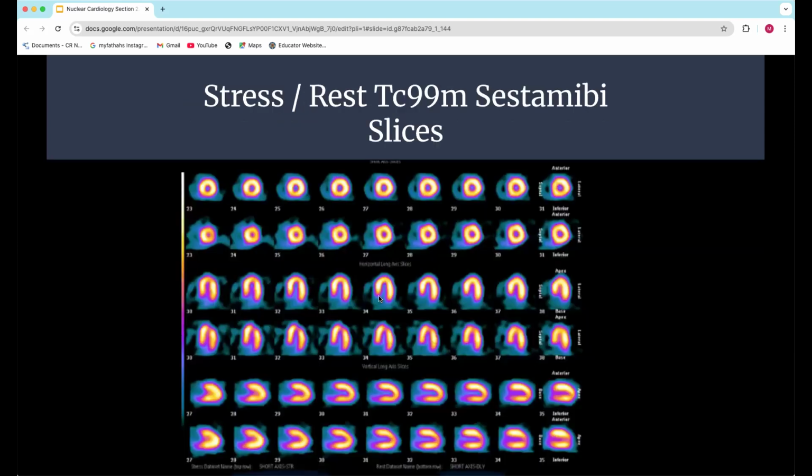Here's just some general good-looking slices of it. This is a stress rest protocol for sestamibi. You can see that you've got perfusion all throughout the myocardium and all the slices. It's a beautiful scan. Scan's totally negative, looks great.